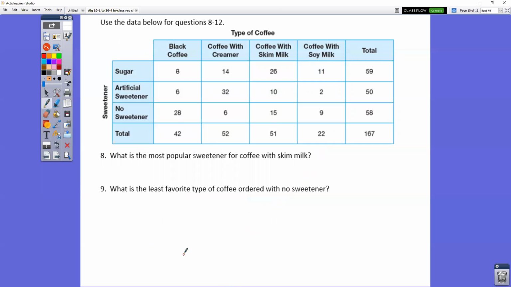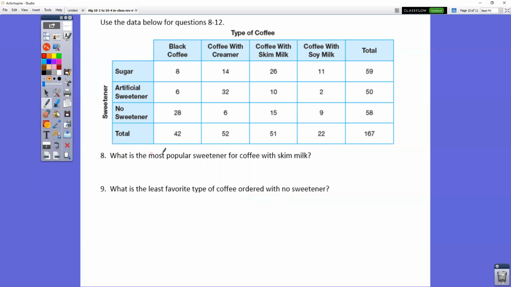Take a look at number 8. Now, these get tricky. I'm going to warn you, if you're going to make a mistake on your test tomorrow, this is where you're going to make your mistake. I can guarantee you, because on a lot of these questions, we're only looking at columns or only looking at rows. So you need to be very, very careful.